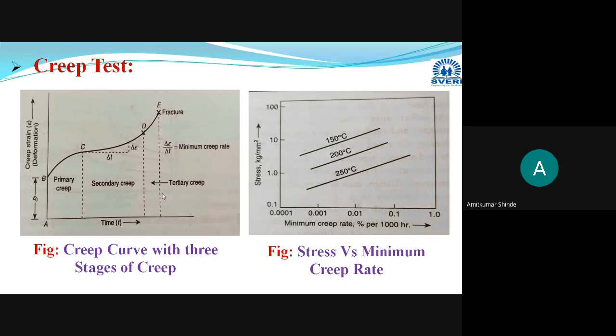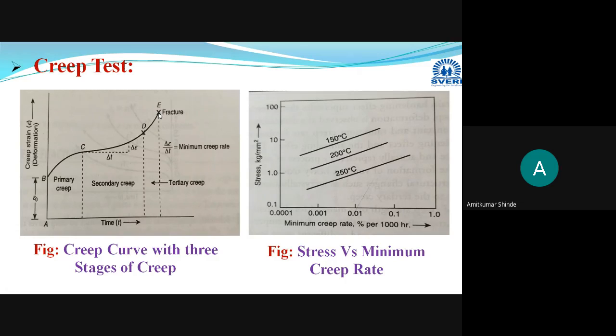Sometimes there is one more term, that is the creep rupture strength. What is the meaning of the creep rupture strength? Simply, the creep rupture strength is the highest amount of stress that the material can withstand without fracture. The highest amount of stress that material can carry without fracture. So this is the value. How are you going to get that?